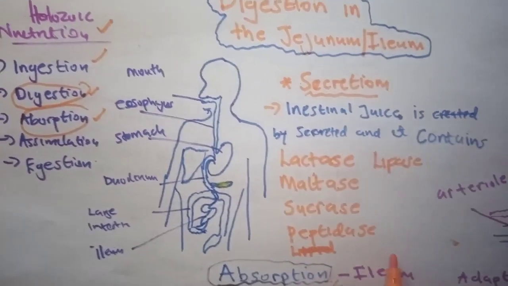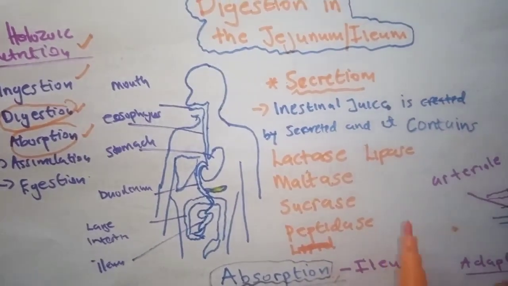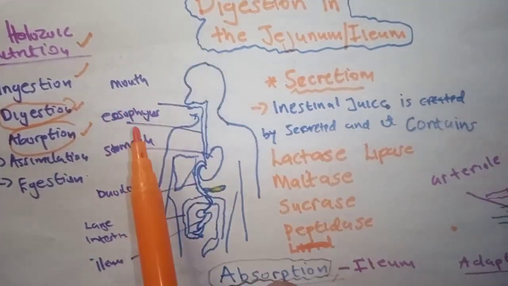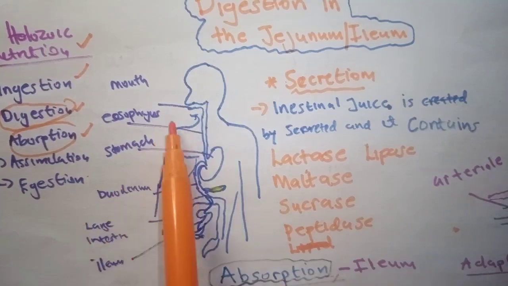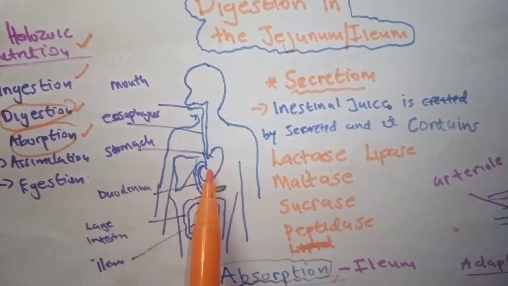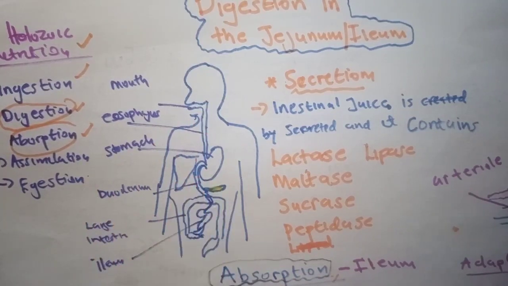Okay, so we have the digestive system here, the diagram showing the digestive system. You have the mouth there, what we call the buccal cavity. You have the esophagus, the stomach, the duodenum, the large intestine, the ileum, the pancreas, and the liver.